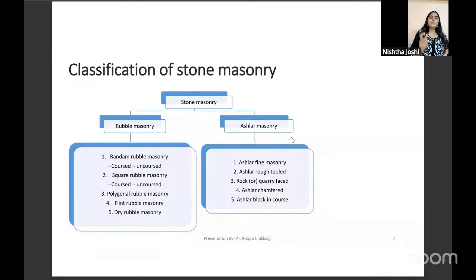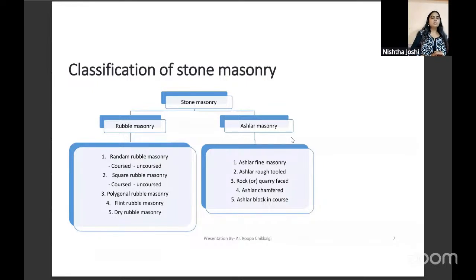Ashlar is a type of stone which is very well dressed and polished, and it looks like a cuboidal block, just like a brick looks. Similarly, the ashlar stone blocks look like that. They are so well dressed, they are so well prepared before construction that they become very fine. They have very smooth edges, smooth surface, and they are proper like a cuboidal block, similar to a brick. So it is more systematic and more in order.